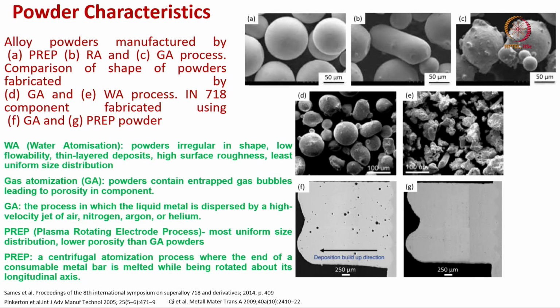In the water atomization process, we get the powders in irregular shape. As you can see here, this E is the water atomization process. It is very irregular shaped powders, and that can lead to nozzle blocking and so on. So, A is the perfect plasma rotating electrode process. You can see perfect spherical shaped powders. B is that, C is that gas atomization processes.